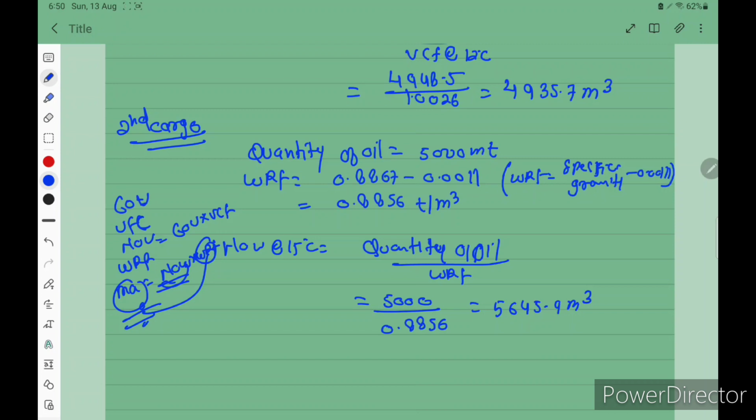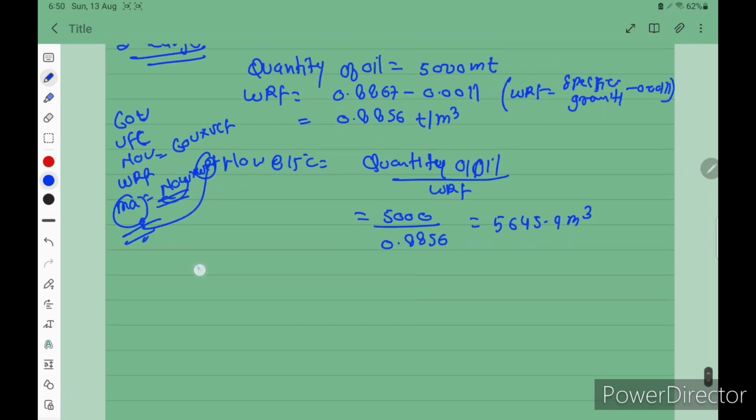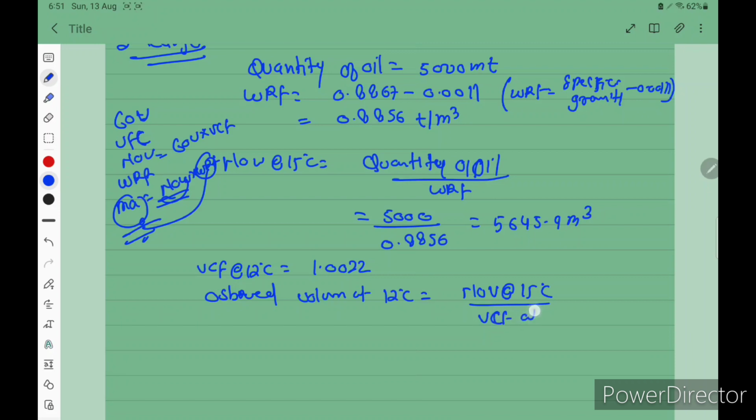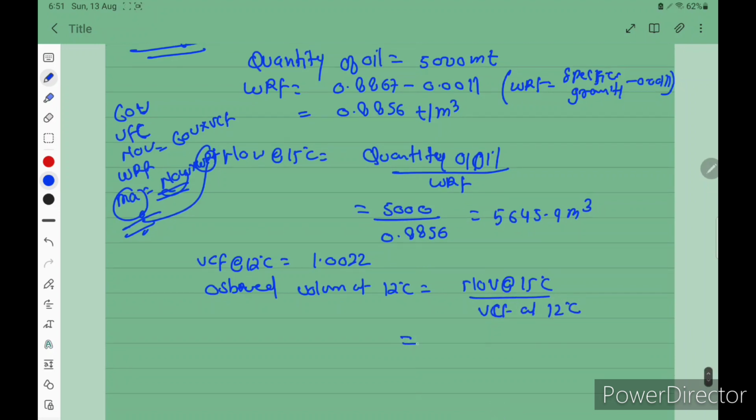Now we have to go to 12 degrees centigrade. So VCF at 12 degrees centigrade from ASTM table we get 1.0022. Okay, so observed volume at 12 degrees centigrade, same again we have to divide. So we get 5645.9 divided by 1.0022, we get 5633.5 meter cube.